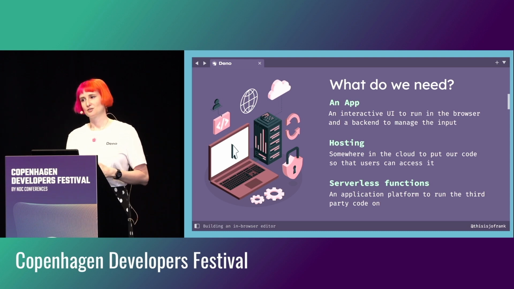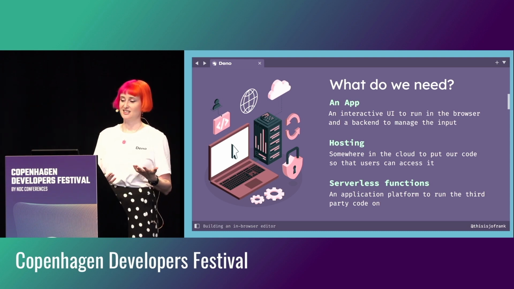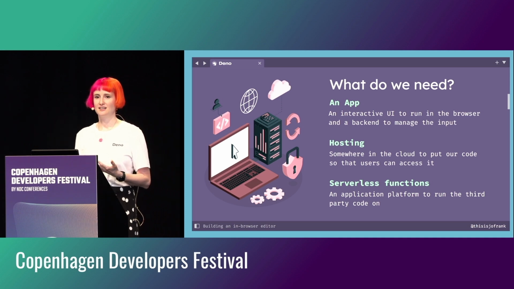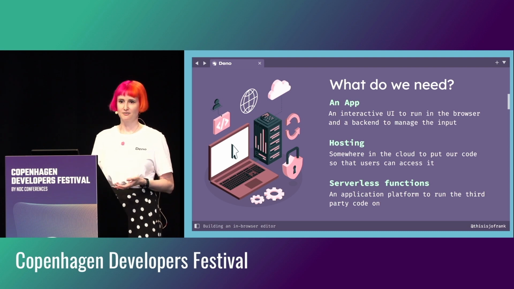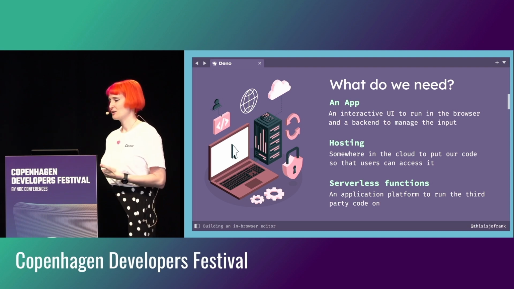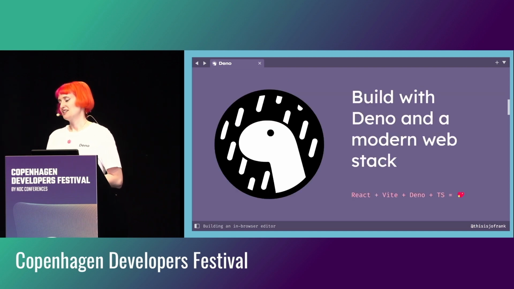Then we're going to need some sort of hosting, which is going to run this app so that people can actually visit it and see it. And finally, we're going to need an application platform that is going to actually run the user's code. So probably something like serverless functions. And I work for Deno, as I mentioned, and we have products that solve all of these hard problems for you. But what is Deno?